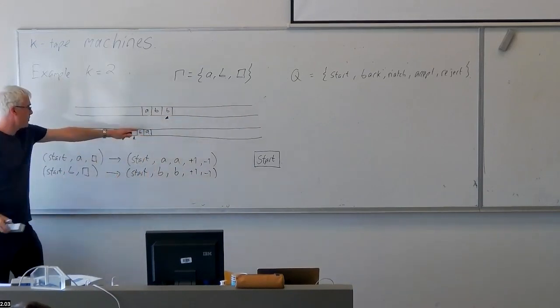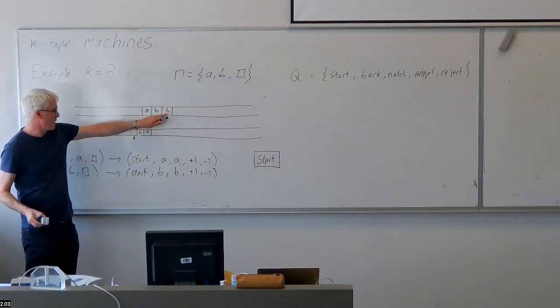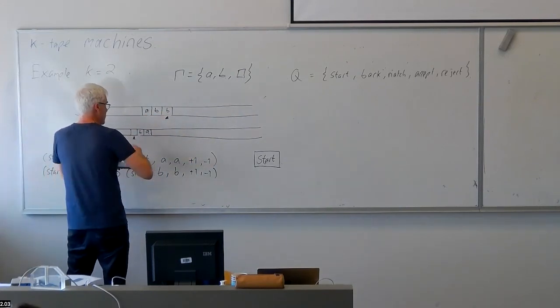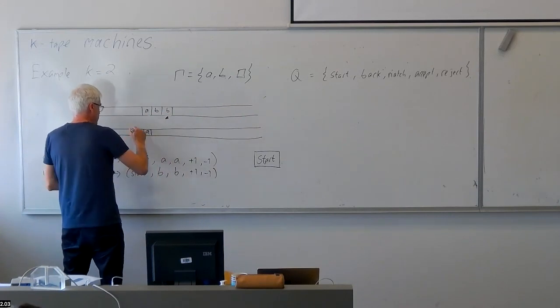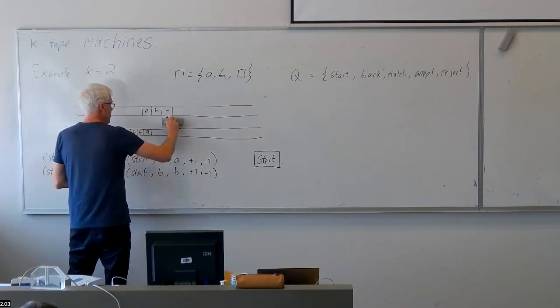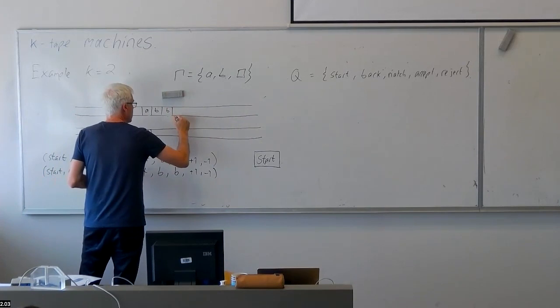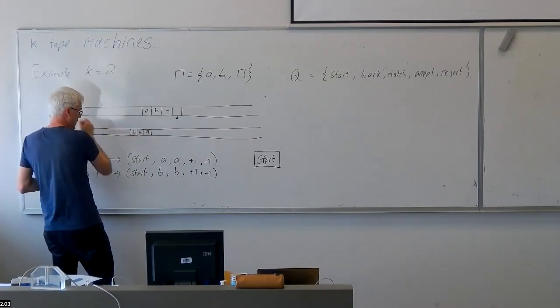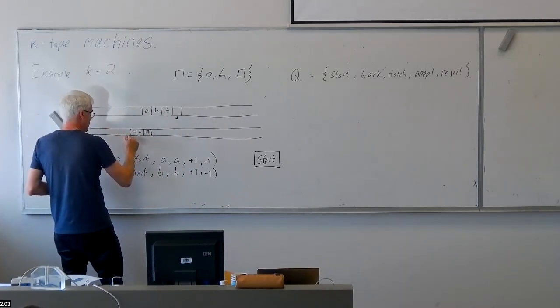Now the same instruction applies again because we're still in the start state. We see a B on the first tape, a blank on the second tape. So we stay in the start state, we keep the B here, we put a B on the second tape, we go one to the right on the first tape. We're now looking at a blank square, and we go one to the left on the second tape. Again, we're looking at a blank square.